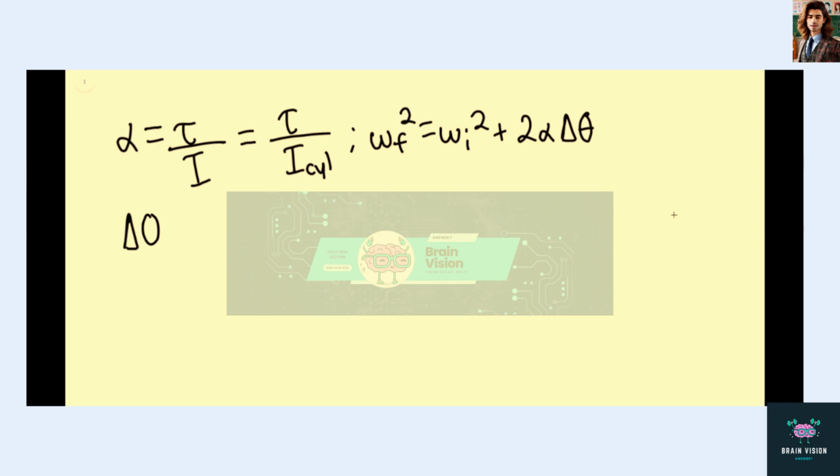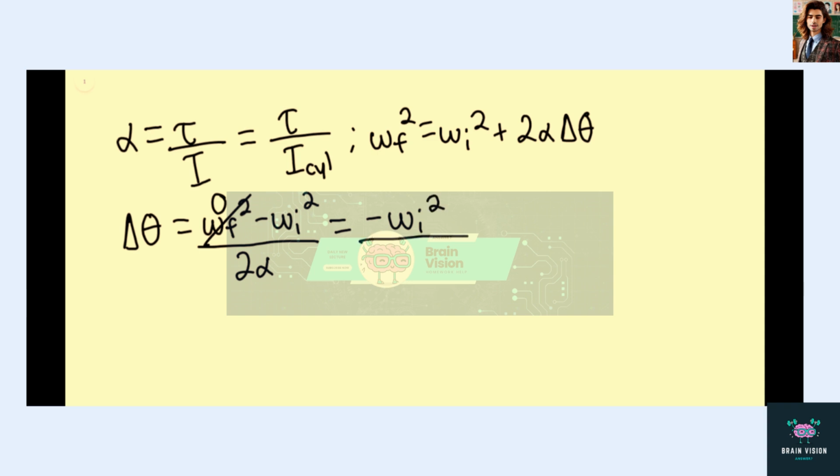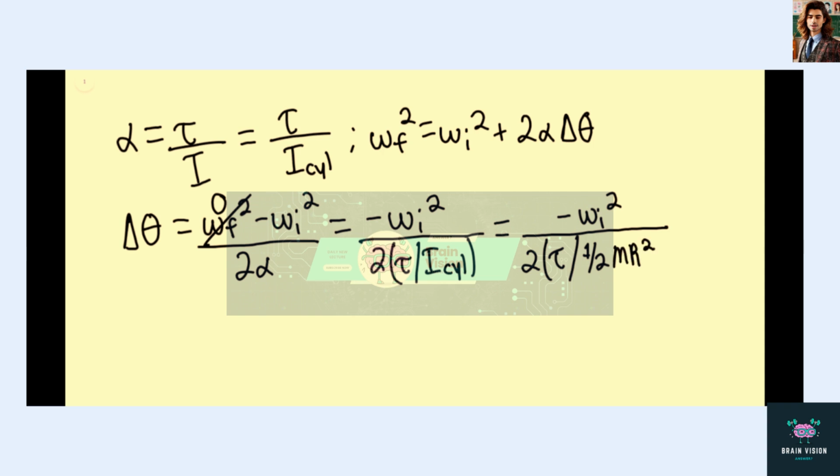So the angular displacement would then be equal to omega final squared minus omega initial squared divided by 2 times alpha. The rotor is being brought to a rest, so we can eliminate the omega final term. This would be equal to negative omega initial squared divided by 2 times the torque divided by the moment of inertia of a cylinder. And we can then say this is going to be equal to negative omega initial squared divided by 2 times the torque divided by 1/2 mr squared. That would be the formula for the moment of inertia of a cylinder.